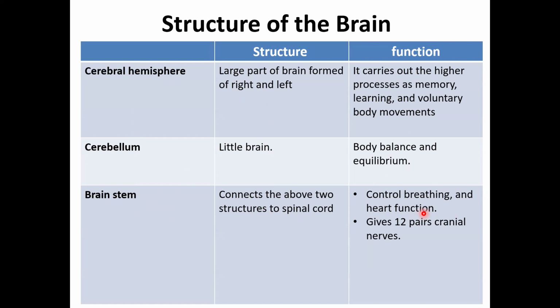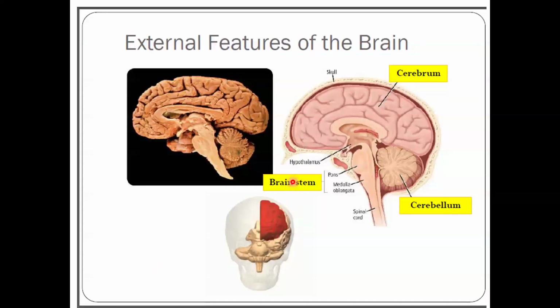I will just remind you that the cardiovascular system activity is regulated through a center within the brain stem, and the respiratory function, breathing, inhalation, and exhalation, is regulated through activity of the center present in the brain stem. This is function number one. Number two, brain stem gives 12 pairs of cranial nerves that descend and supply the body. Those are the two functions of the brain stem. Very, very important.